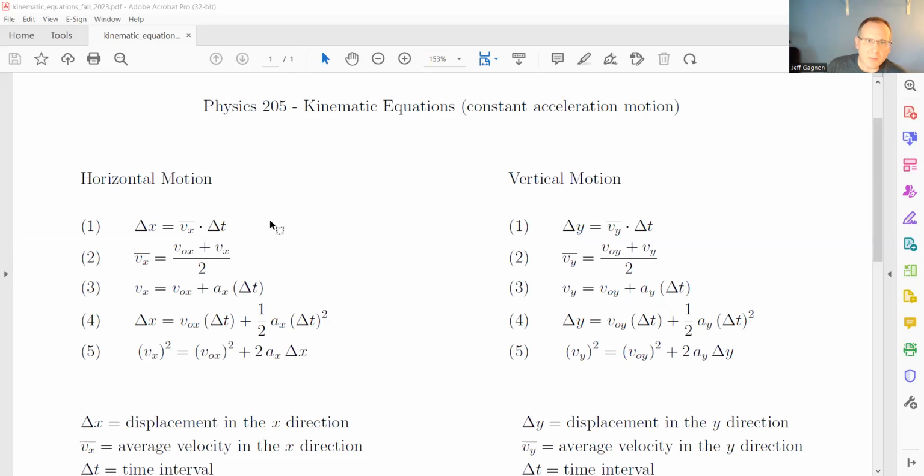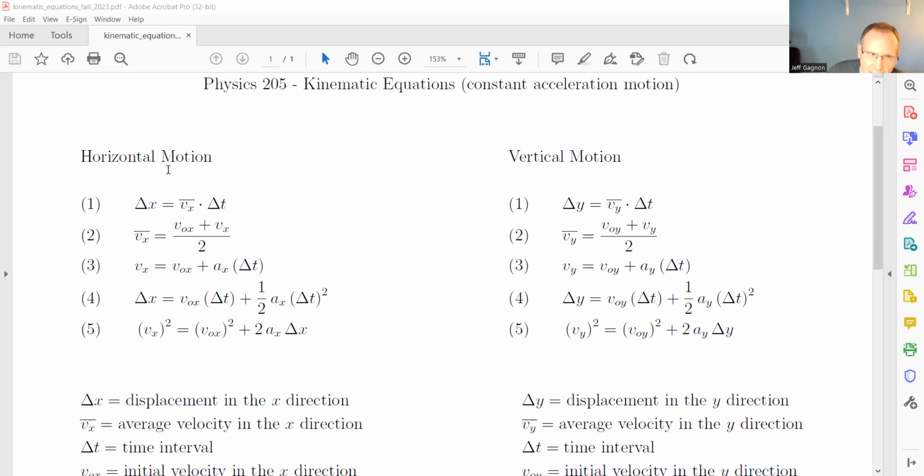So for the horizontal motion, remember we're going to call that the x direction. One of the equations is simply that delta x is equal to the average velocity in the x direction times delta t. And this just comes from that definition, right? The average velocity is delta x divided by delta t. So I just rearranged it. However, we know if we have constant acceleration, then the average velocity is simply equal to the average of the initial and final velocity. So (v naught x plus vx) divided by 2.